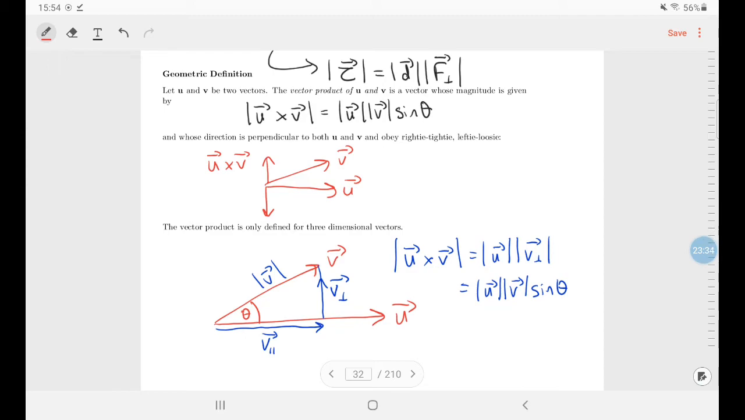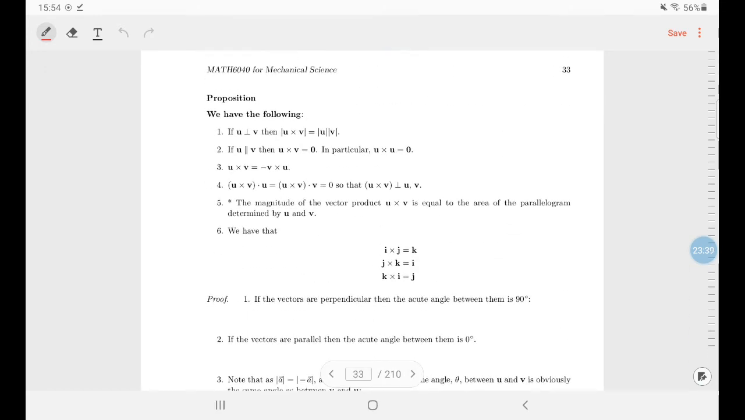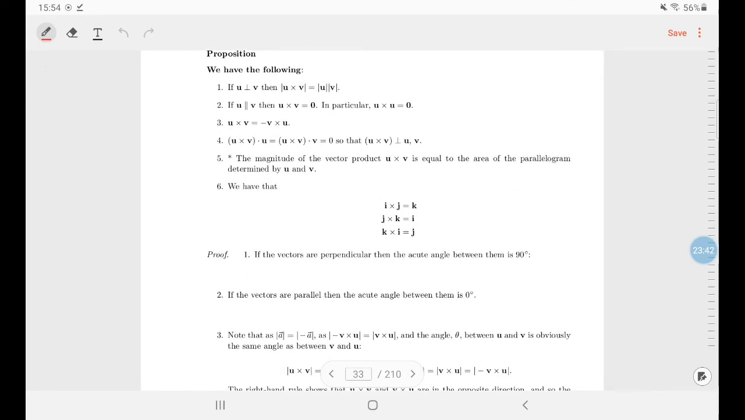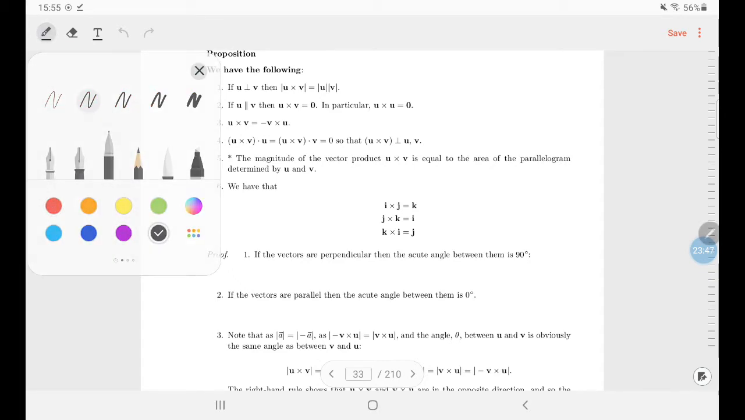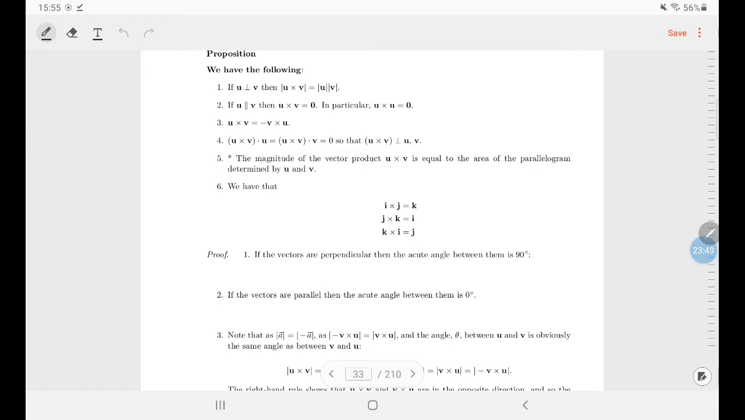Now what you want to be able to do is calculate it, and we will get there in time. Okay, we're going to look at some properties of the vector product. If the vectors are perpendicular, the magnitude of the vector product is the product of the magnitudes. If they're parallel, then the vector product is 0. That's basically saying that you can't cause any moment by pulling the door or pushing the door. In particular, because the vector is parallel to itself, u cross u is 0.